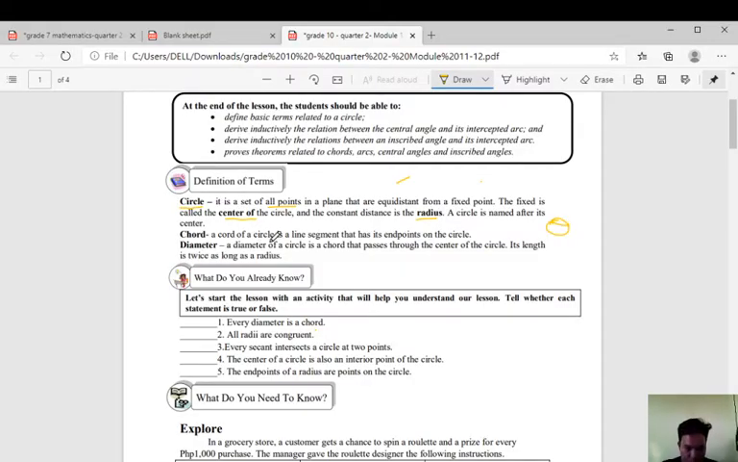The diameter is just a chord that passes through the center of the circle. So a diameter is a type of chord, but the only difference is it passes through the center of our circle, and its length is twice as long as a radius. So half of a diameter is equal to its radius.